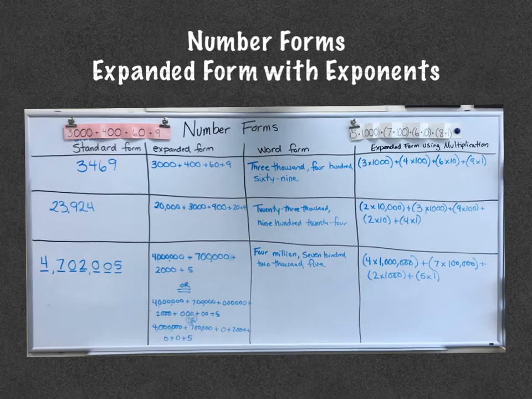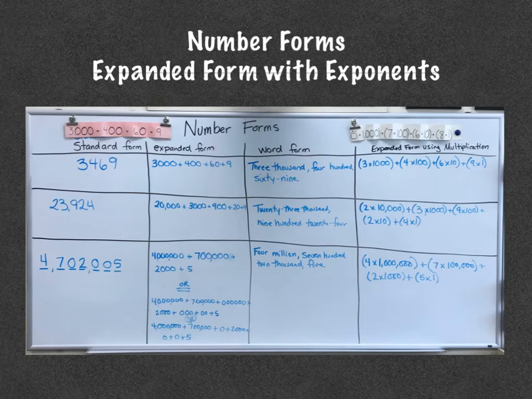Okay, we're going to talk about number forms. Expanded form with exponents is the form that we're going to talk about. So these are the forms we've done so far. We have standard form, and we have expanded form. If you remember my accordion numbers, how they stretch out, you're taking each place value and adding each place value separately. Our word form is how you would say it. And then we've done our expanded form using multiplication.